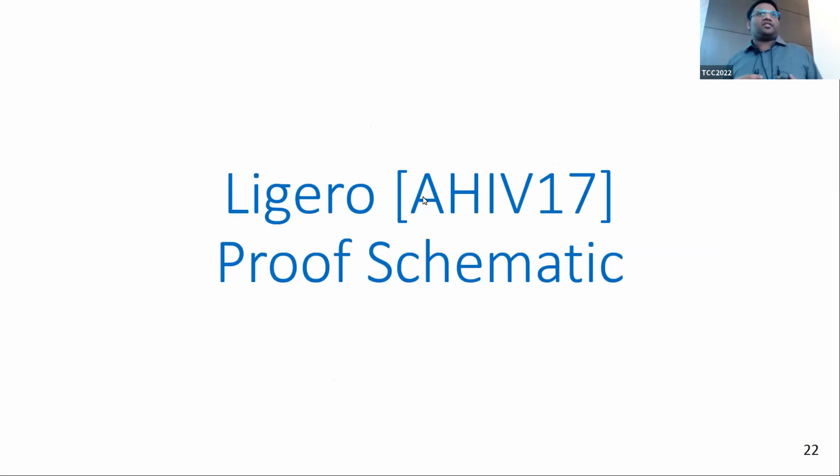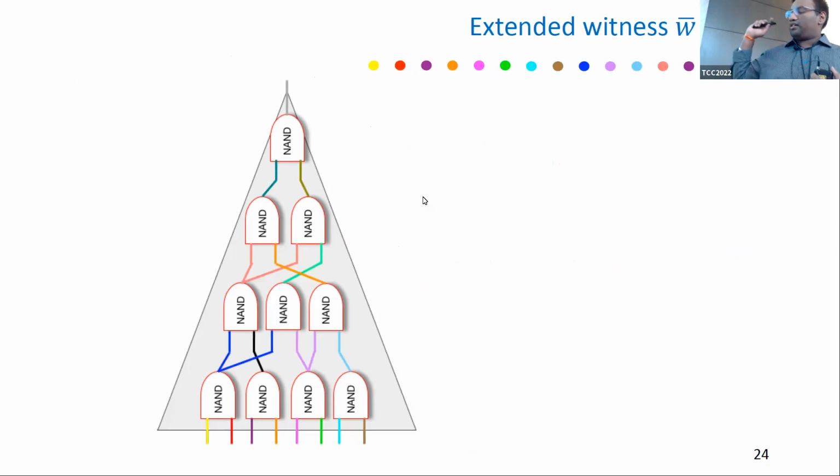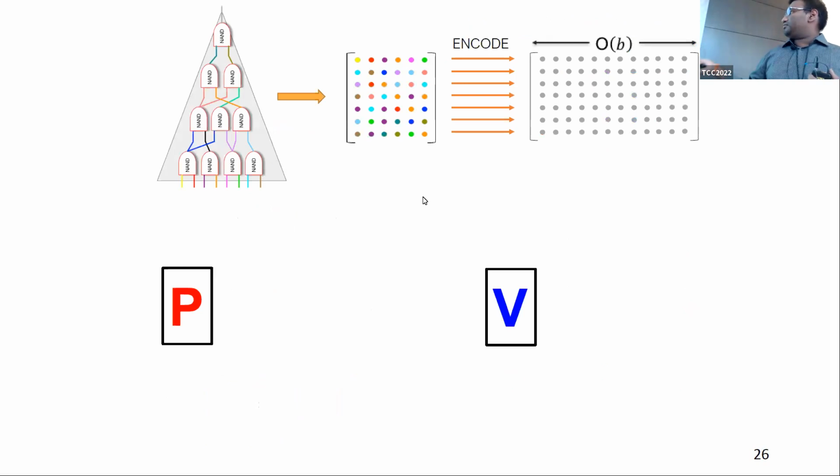Let's start with our protocol, which is based on Ligero. So let's start with an outline of Ligero. Given a circuit C, the prover wants to prove that it knows a witness Z such that it satisfies the circuit. The prover evaluates the circuit at the witness Z, and now it will generate an extended witness. The extended witness consists of the intermediate wire values, the input wire values, and the output wire values. And now it will arrange all.